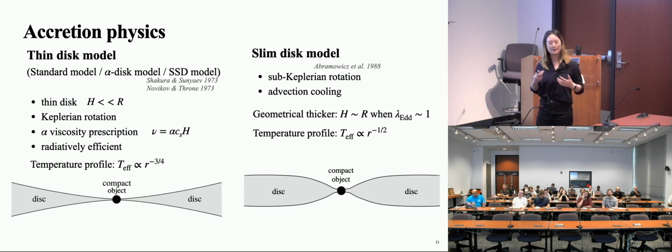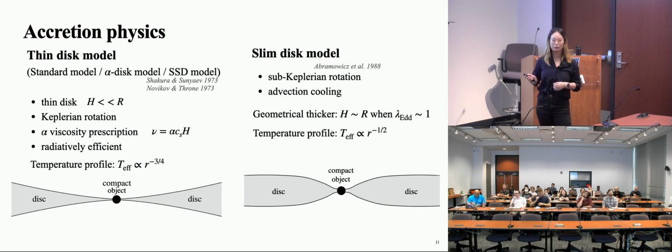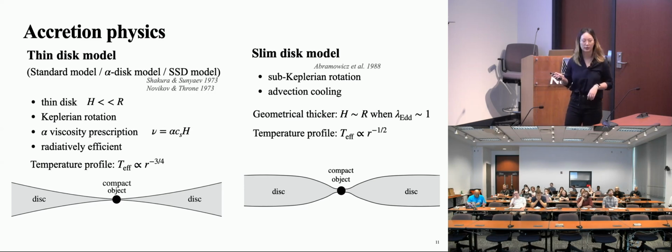So in the supermassive black hole accretion disk model, there are two famous models. One is the thin disk model, and the other one is the slim disk model. The thin disk model, also known as the standard model, was investigated by Shakura and Sunyaev in 1973. They made some assumptions in their model.